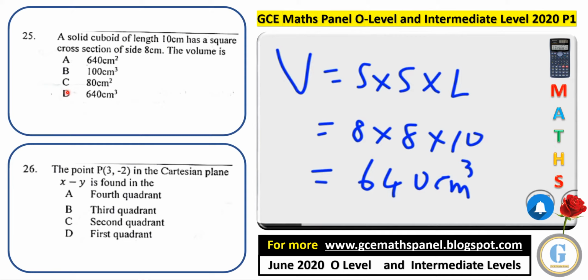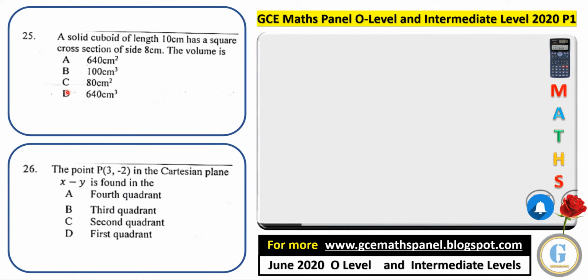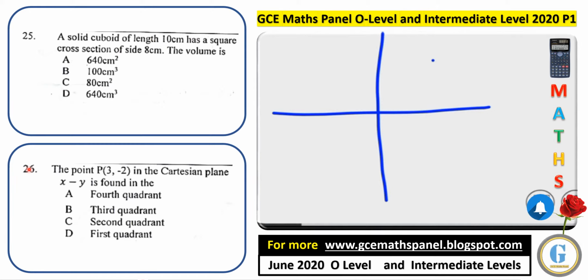All right, question number 26. The point 3, minus 2 in the Cartesian plane xy is found in which quadrant? So this is our Cartesian plane. For 3, minus 2, x is positive, so it can be either here or here, and y is negative, so this is the only possible place. If this is y and this is x, that point should be here.